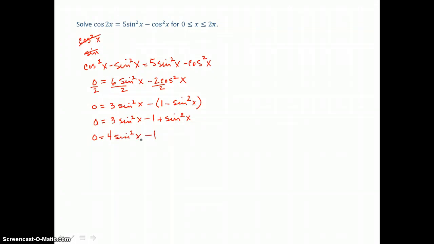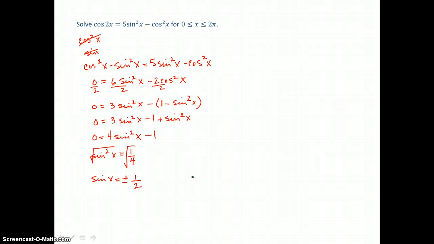And now I just need to get sine squared x alone by adding 1 and dividing by 4. And then I'll have to take the square root of both sides to get just sine x. And when I do that, I get 2 solutions, plus or minus. The square root of 1 on top is 1, and the square root of 4 on the bottom is 2.